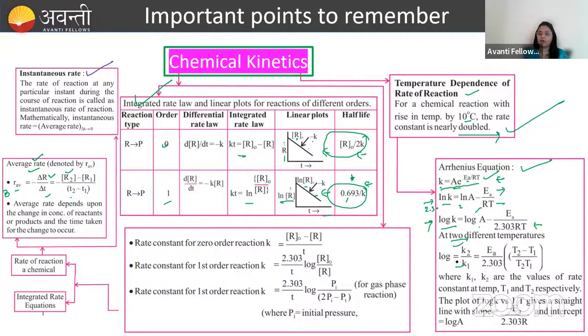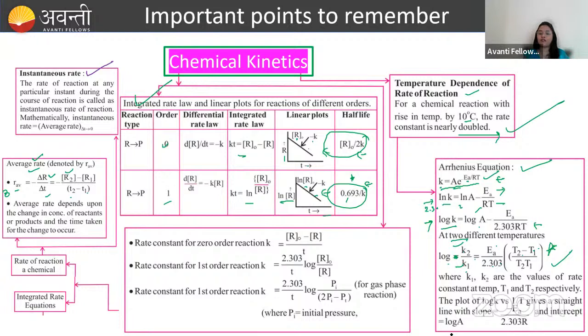K2 and K1. Okay, so here the equal to sign will not be there. Log of K2 by K1 is equal to Ea upon 2.303 into (T2 minus T1) upon (T2 into T1). This equation is also very, very important; in MCQs such type of equation is also asked. So here, what are K2 and K1? These are the values of the rate constant at a particular temperature with respect to T1 and T2.